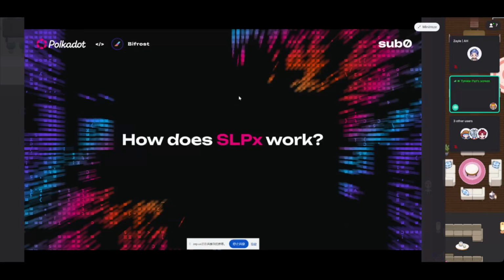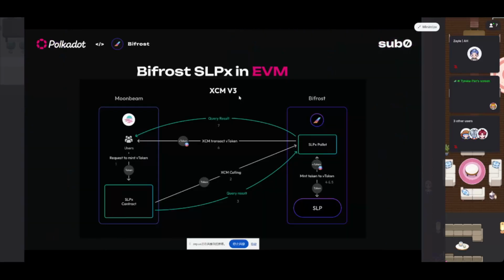How does the SLPX work? This is basically how it works between an EVM compatible chain. We take Moonbeam as an example. On the left side is Moonbeam. A user sends a request to mint V token, and the contract I mentioned is the branch that we deployed on Moonbeam, and the user actually sends the token to this contract, and the contract will start working. The first step is the XCM calling to Bifrost SLPX pallet.